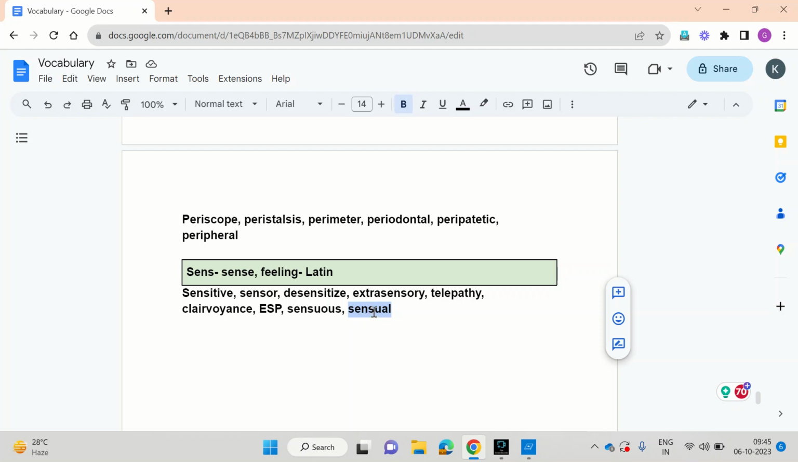Earlier the word sensuous was not there, and people used sensual in both cases. But John Milton, that legendary poet, wanted to create a separate word. He didn't want to use sensual, so he created the word sensuous. He wanted to give a positive dimension.